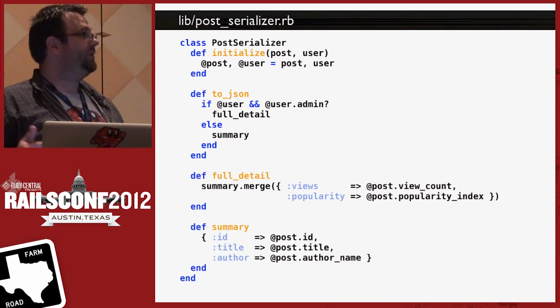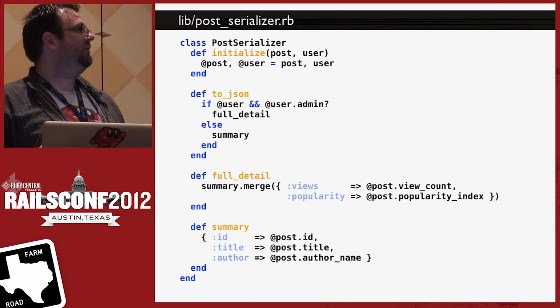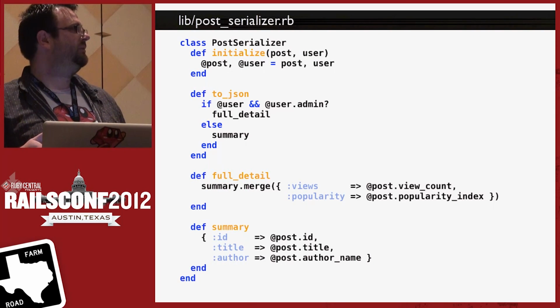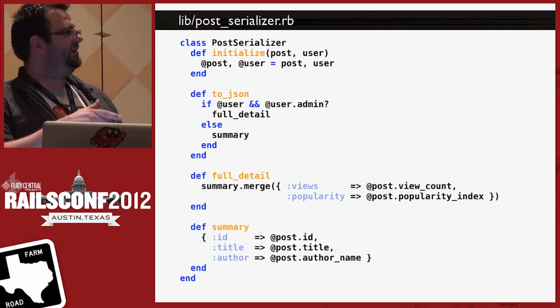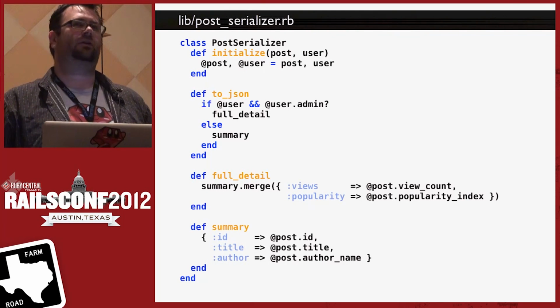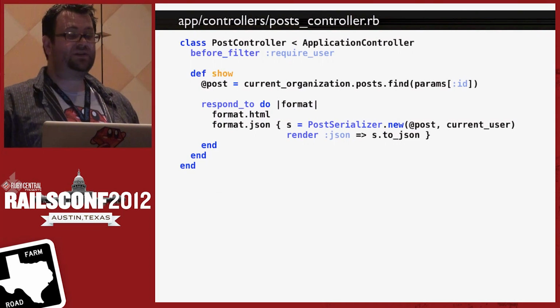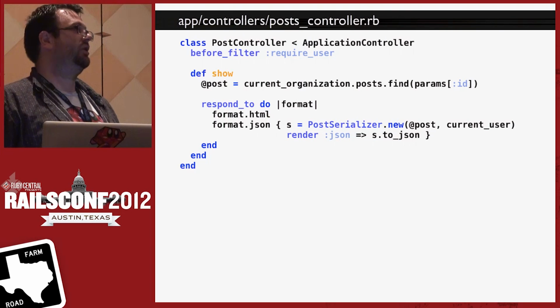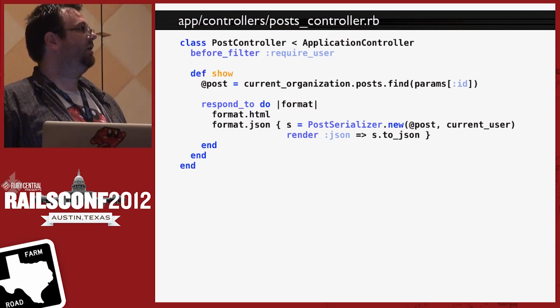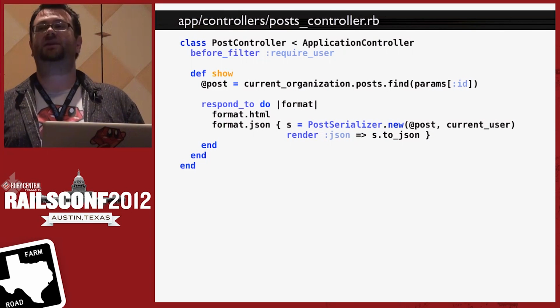And if it is an admin, then we're going to show a little bit different data. So we get our post, we get our user, we call toJSON on this, and if we're the admin, we're going to get the full detail. Otherwise, we're just going to get the summary. And then there you can see the definition of full detail and summary. If you're in the back, you probably have a hard time seeing summary. It's just a hash, don't worry about it. Using this is pretty easy. We don't really change our controller that much. In our JSON format, we just create the new serializer, and we call toJSON on it, right?